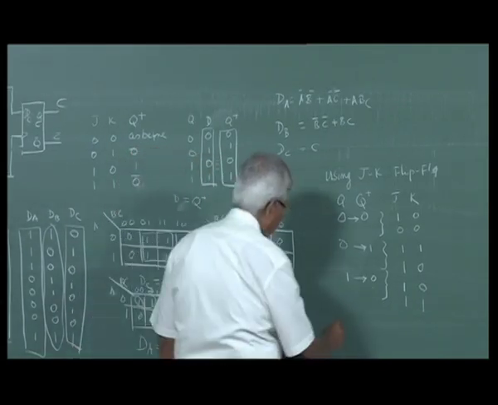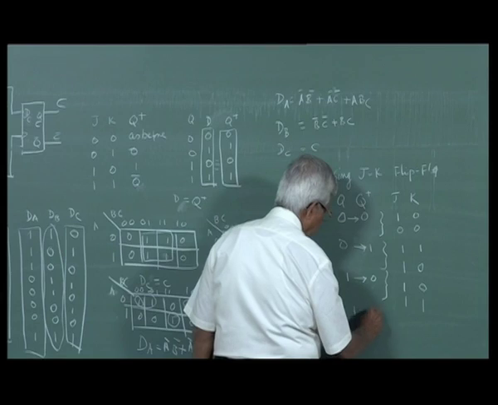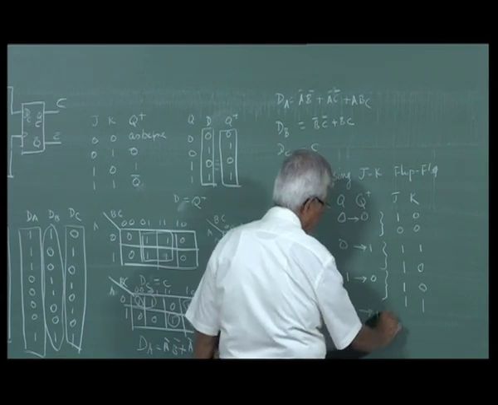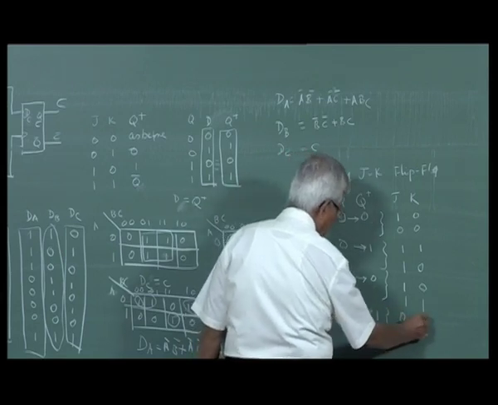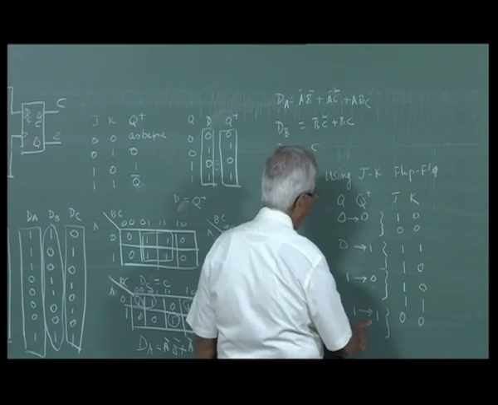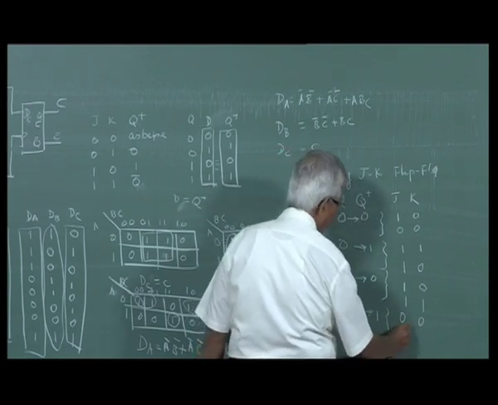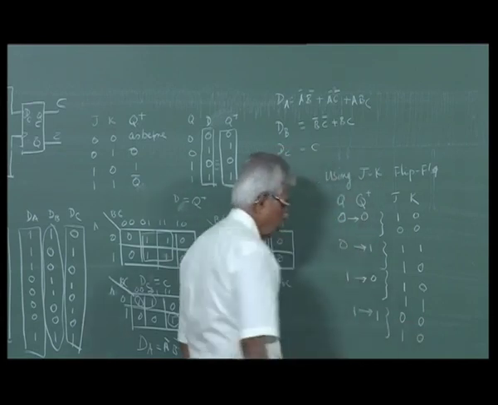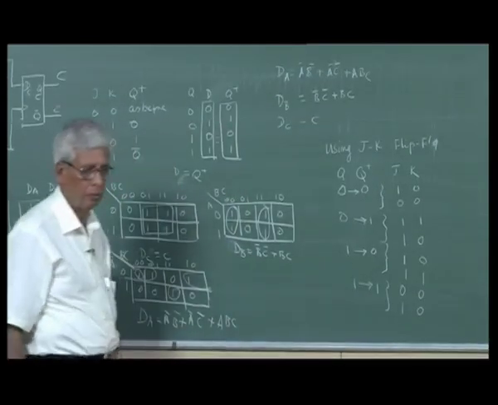Finally, the present state is 1 and the next state is also 1. I can make it by giving both inputs 0 or by making J is equal to 1 and K is equal to 0. These are the 4 possibilities.